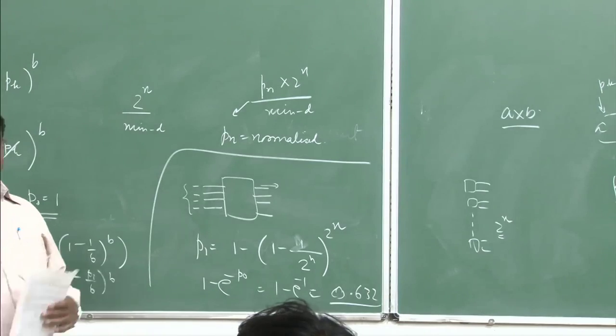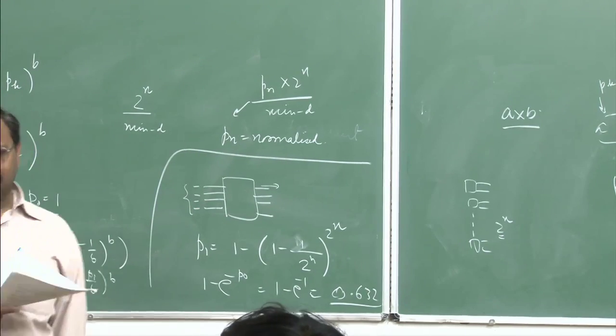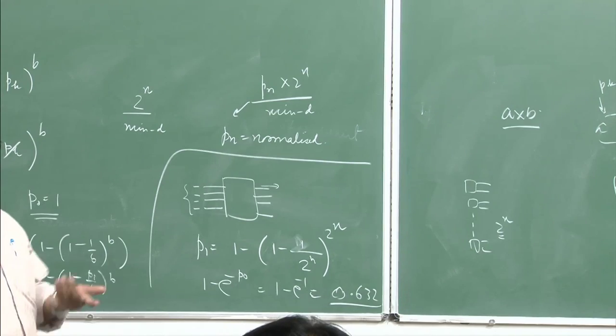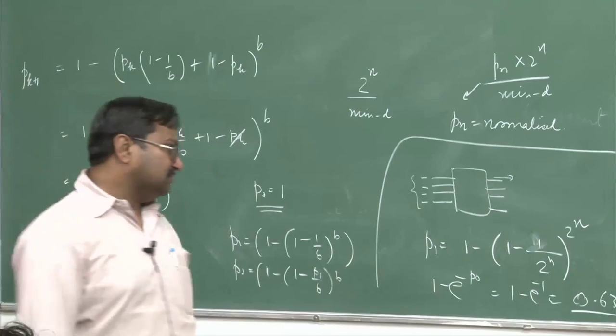So I just find out the probability at the outgoing port. Technically, I am estimating per port throughput. Per port maximum throughput is 1. So I am just estimating that Pn.